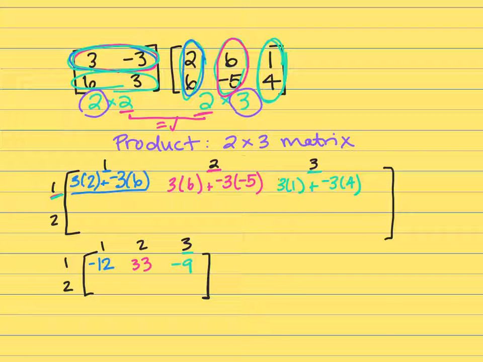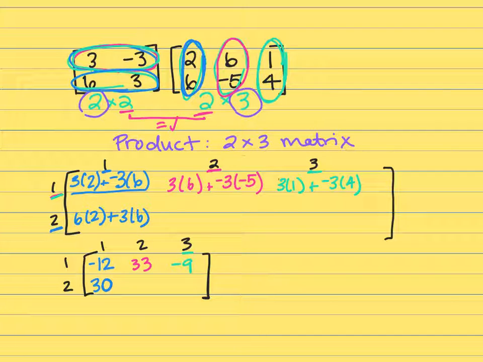Now we have to go back and do everything again with our second row. First we do the second row times the first column. So 6 times 2 plus, move over and down, 3 times 6. 6 times 2 is 12, 3 times 6 is 18, so that gives us 30.